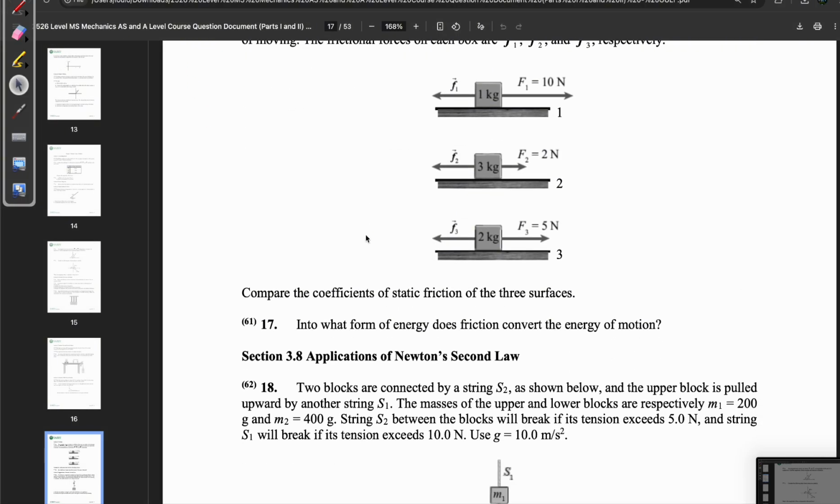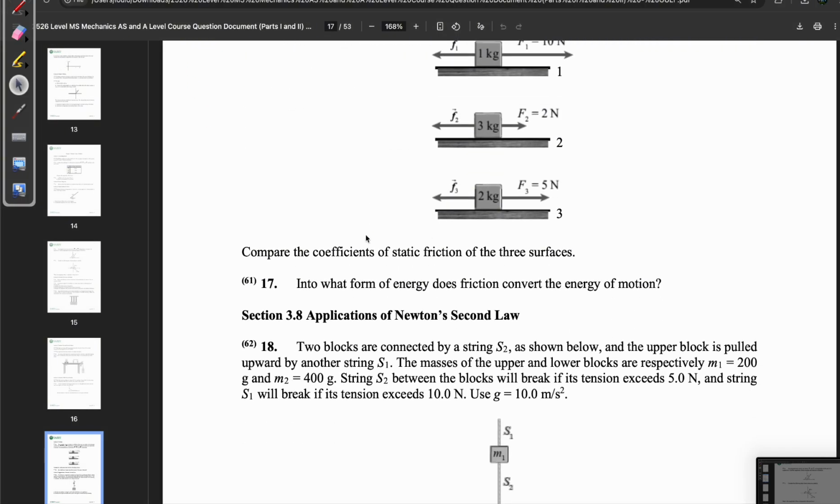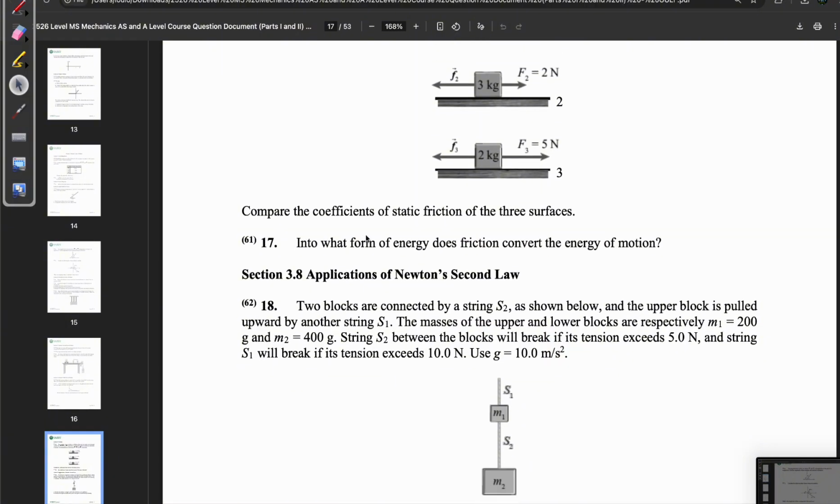Number 17. Into what form of energy does friction convert the energy of motion? It's just thermal, just memorize.